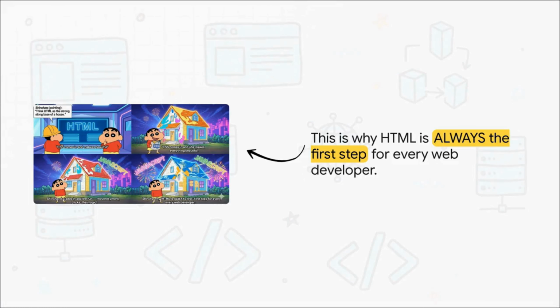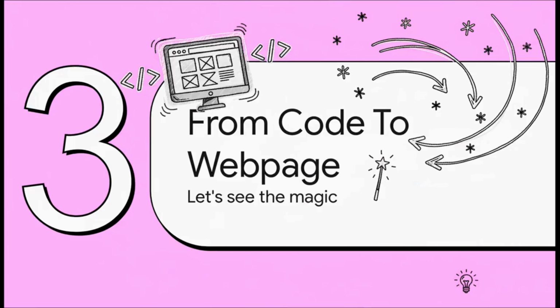And here's the bottom line. You can't paint a wall that isn't there, can you? You can't install a light switch in thin air. That's exactly why HTML always, and I mean always, comes first. You have to build the structure before you can do anything else to it. All right, enough talk, enough theory. Let's see this thing in action. It's time to go from code to an actual web page and watch the magic happen.